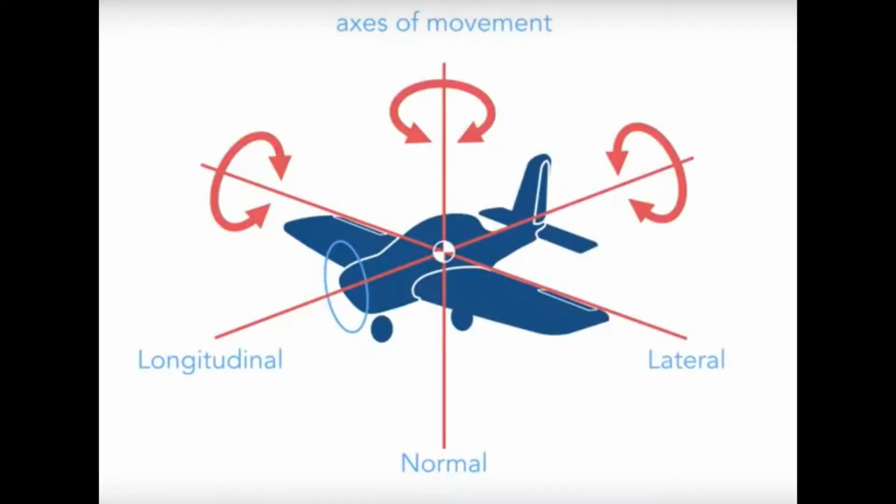Next, let's discuss the flight controls in the aircraft. In flight, there are three axes. There's longitudinal, lateral, and normal. The plane moves in relation to these axes by roll, pitch, and yaw. So let's take a look at how our inputs on the plane work with our output.